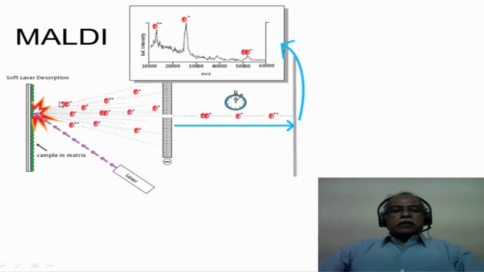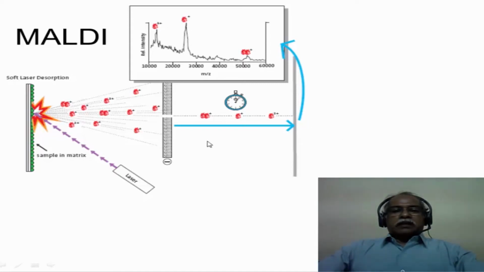Now the basic principle is very simple. The sample is mixed with a matrix and kept on a plate, and laser light is shone on the sample, upon which the sample gets desorbed, and the matrix gets desorbed along with the sample. During the process of desorption the ionization takes place, typically by a proton transfer from the matrix to the substrate that is investigated, and differently protonated substrate molecules are flying.